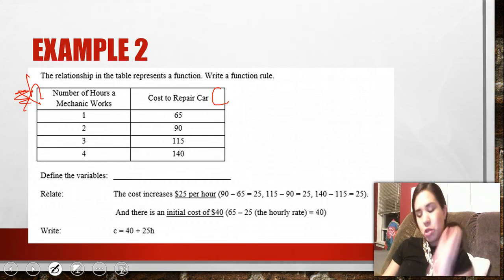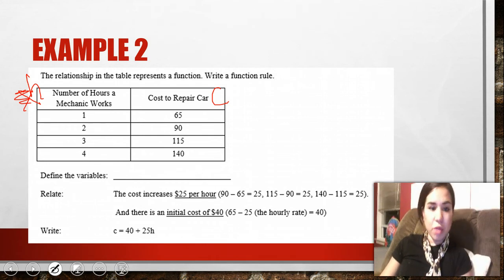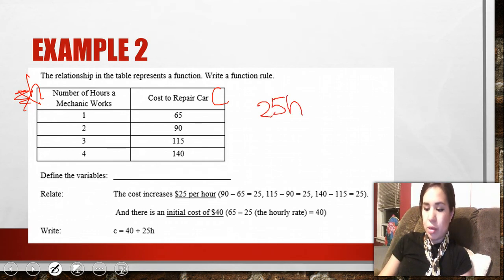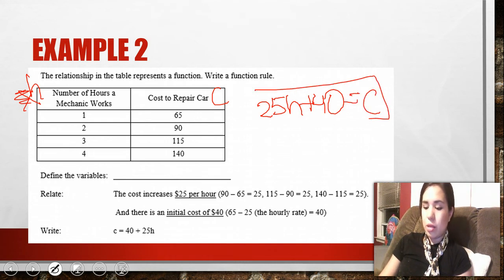So now we're going to relate it. The cost increases $25 per hour. So it's $25 each hour. And then there's an additional cost of $40. So just to take your car in, they're going to charge you $40. So I'm going to put plus $40. And since c was the total cost, I'm going to set this equal to c. So now I have my equation.